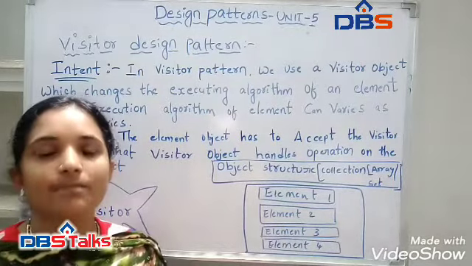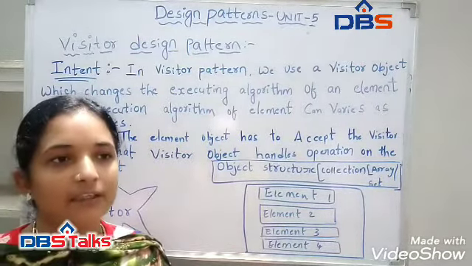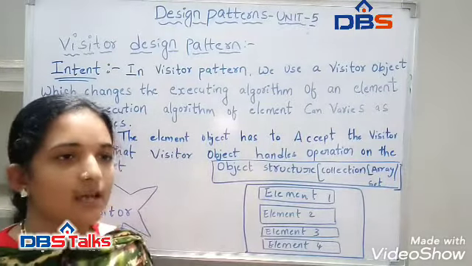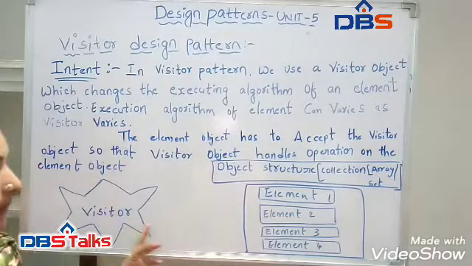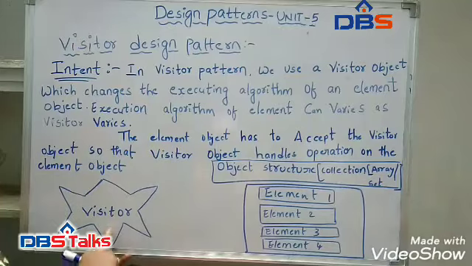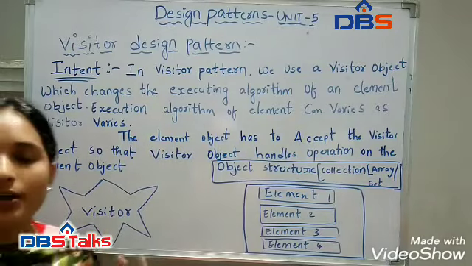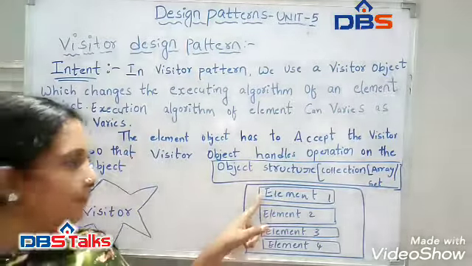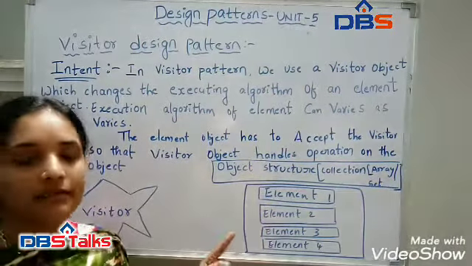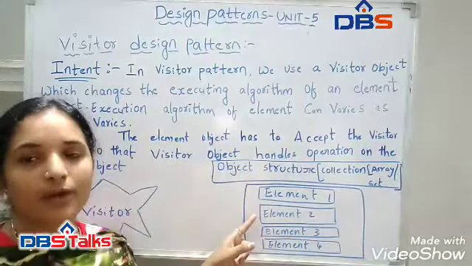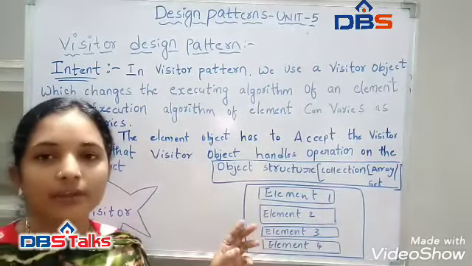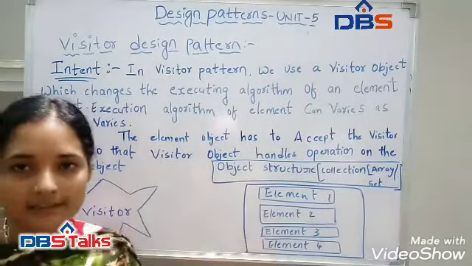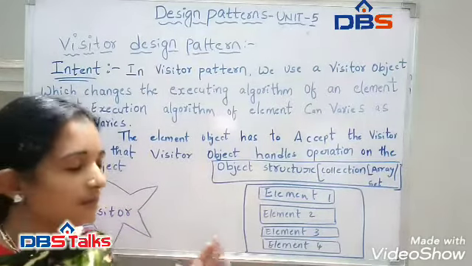It can also define two visitors. For example, if I have only one visitor here, it performs one operation. If we provide two visitors, one visitor will perform operation A on element 1, and another visitor will visit element 2 and perform operation B. This is how the communication occurs in the visitor design pattern.